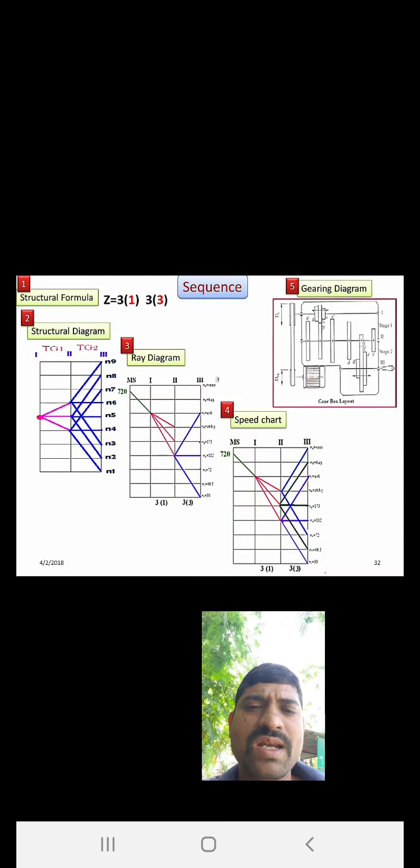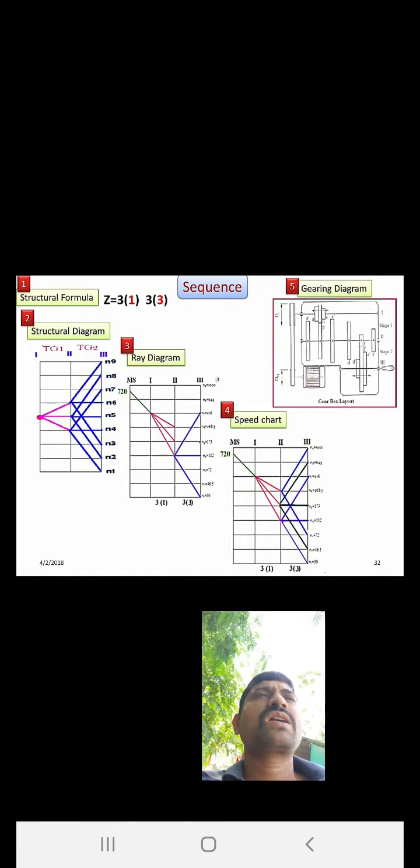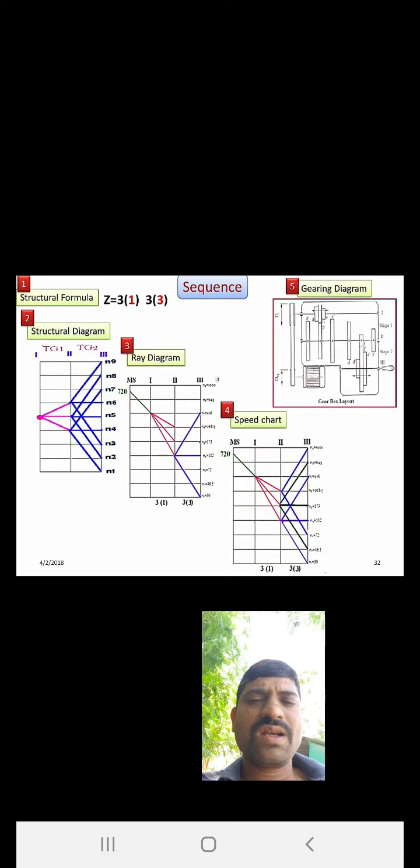To show the gearing diagram, this electric motor shaft is connected to the pulley. A belt drive is there, and the belt drive is connected to the input shaft. Here we are doing the speed reduction. On the input shaft there are some gears attached to the second shaft, gears are attached to the third shaft, and this third shaft has the spindle. That means we will get the output speed. This is the gearbox layout. It is also called a kinematic diagram or gearing diagram.